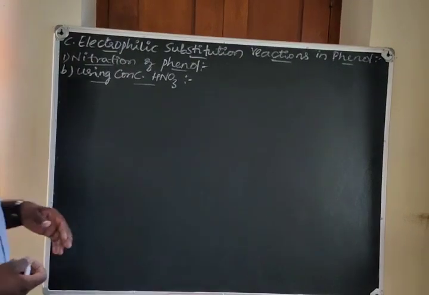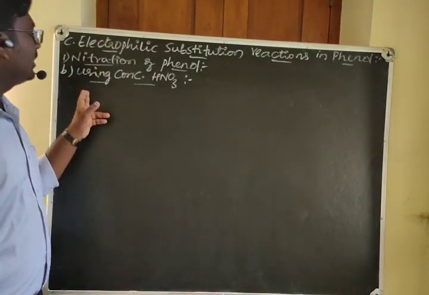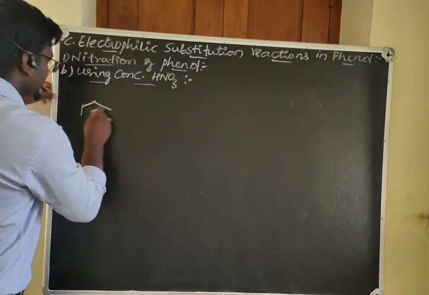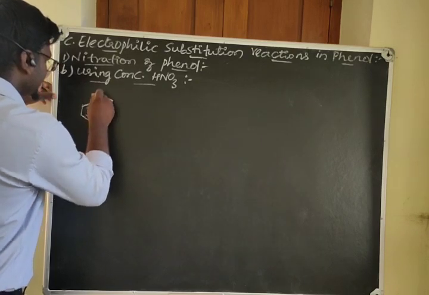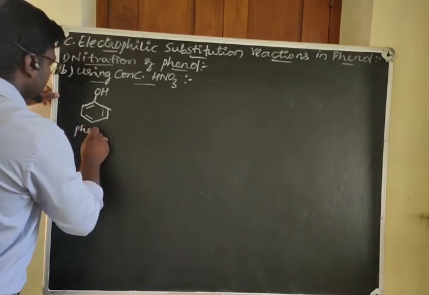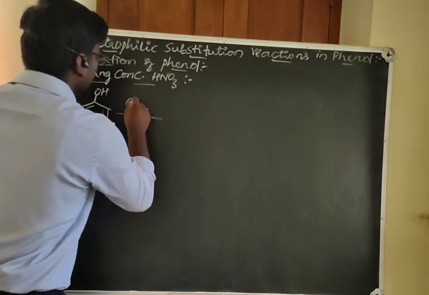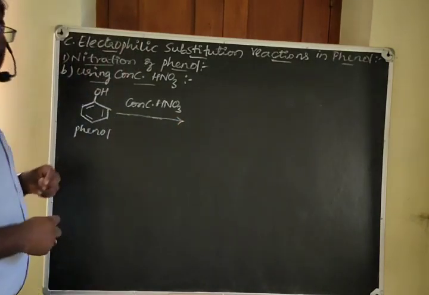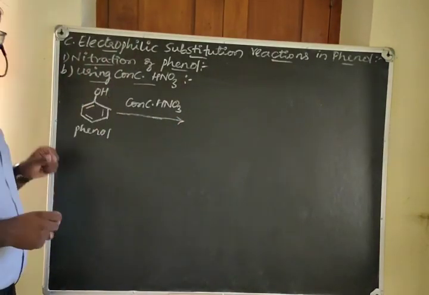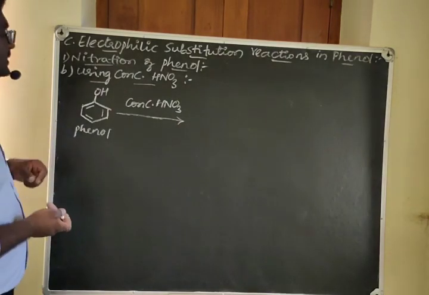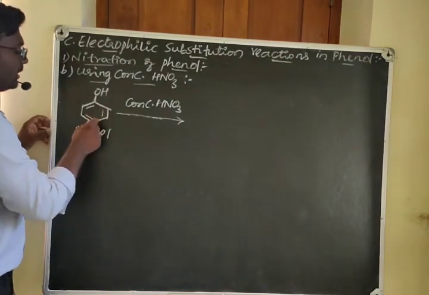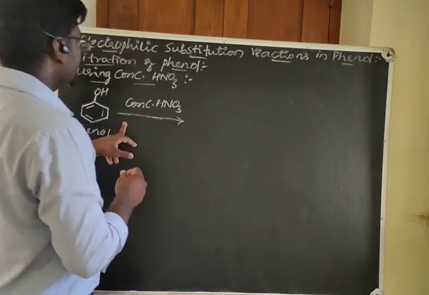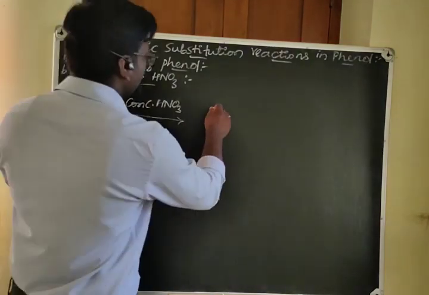Now let us discuss the nitration of phenol using concentrated nitric acid. Take the phenol and treat this with concentrated nitric acid. See here, the hydroxyl group is an electron donating group. It activates the benzene ring at ortho and para positions.